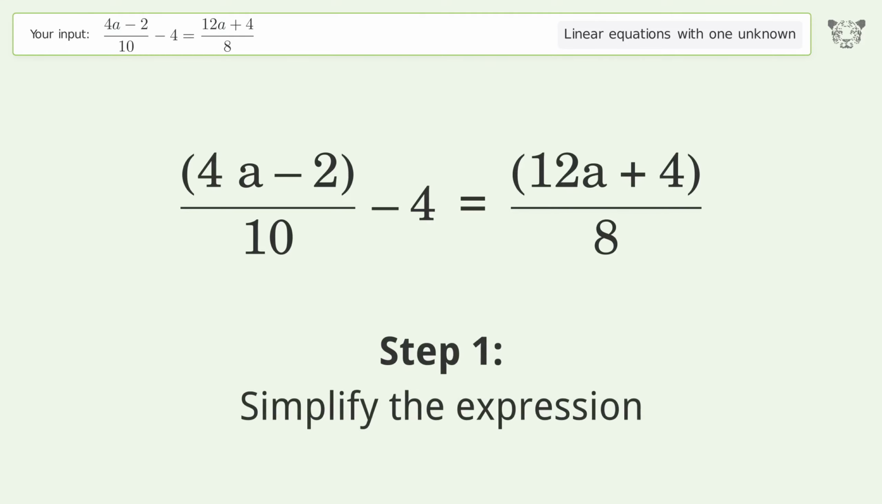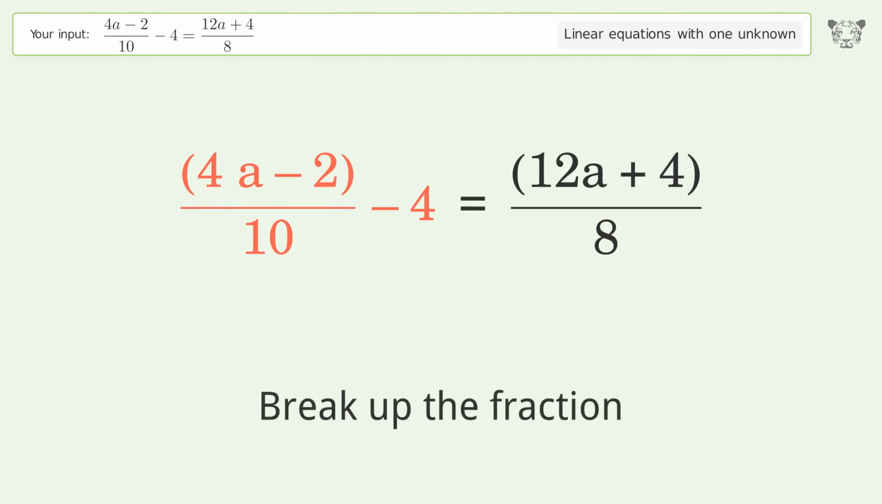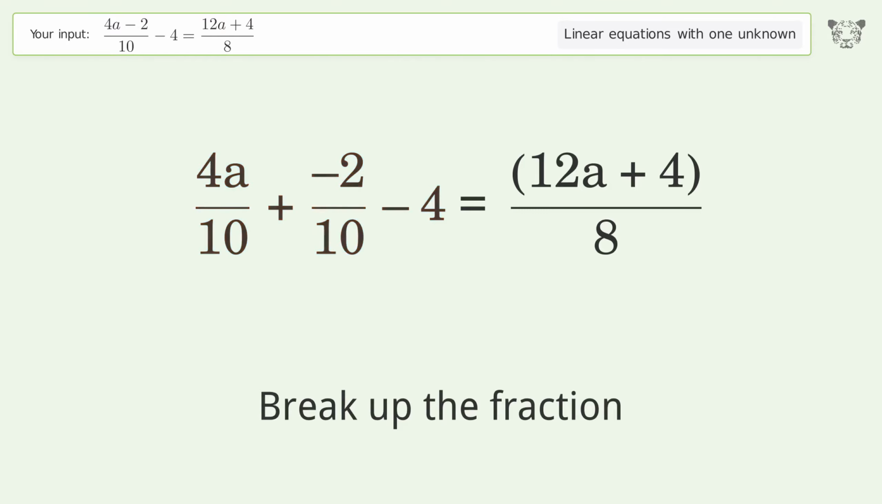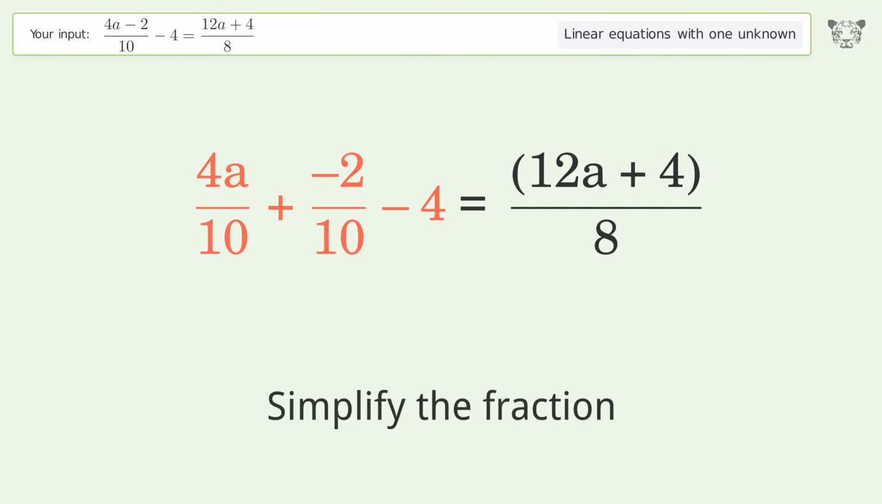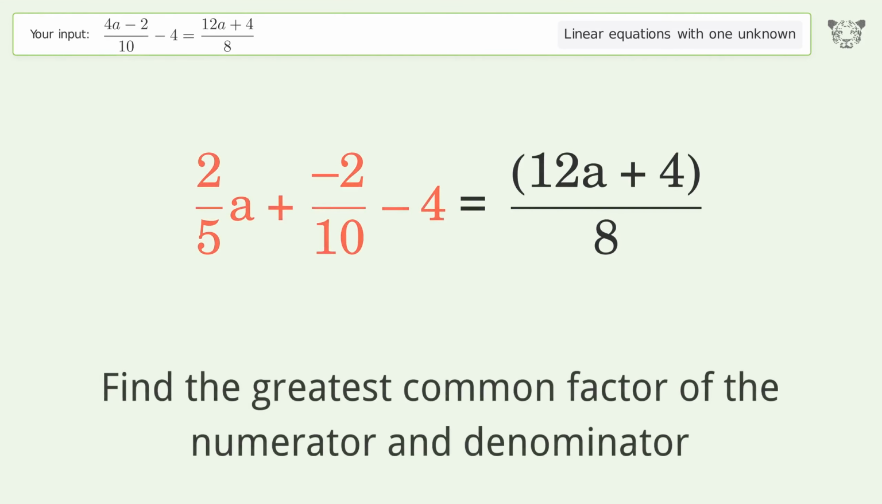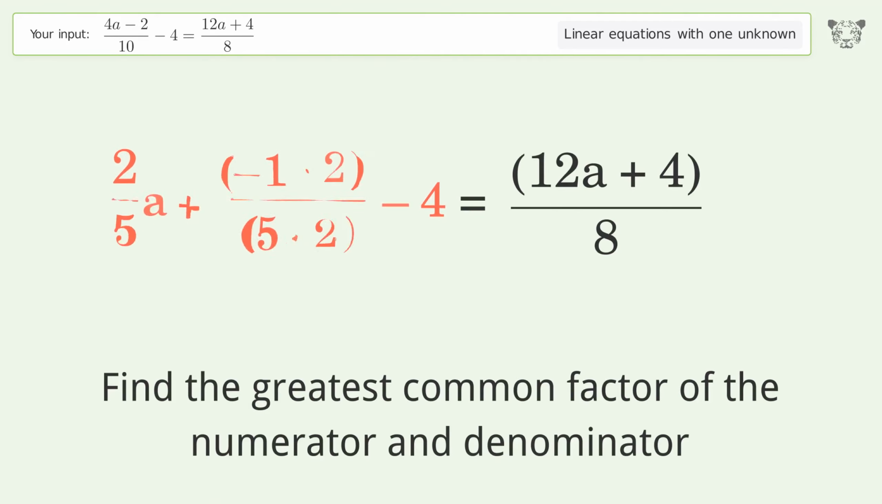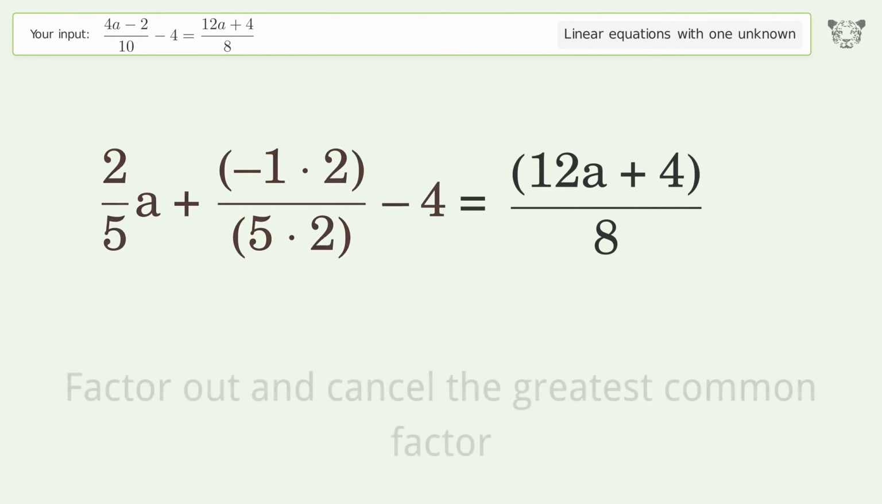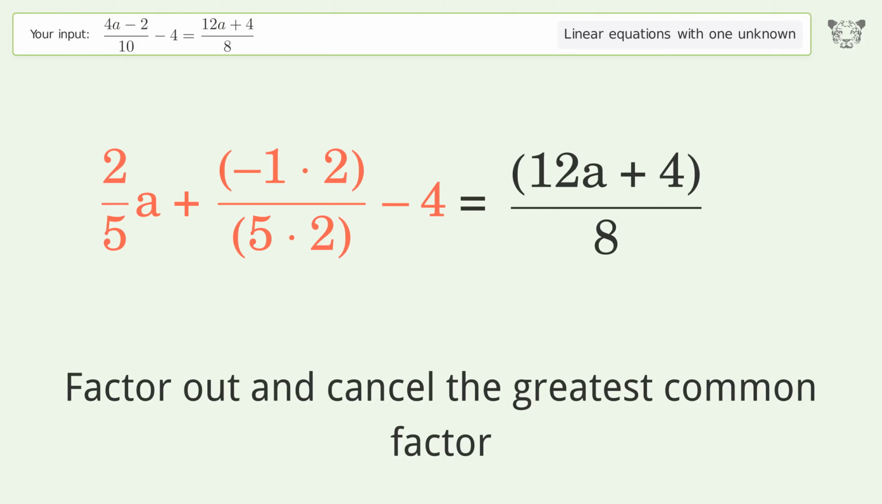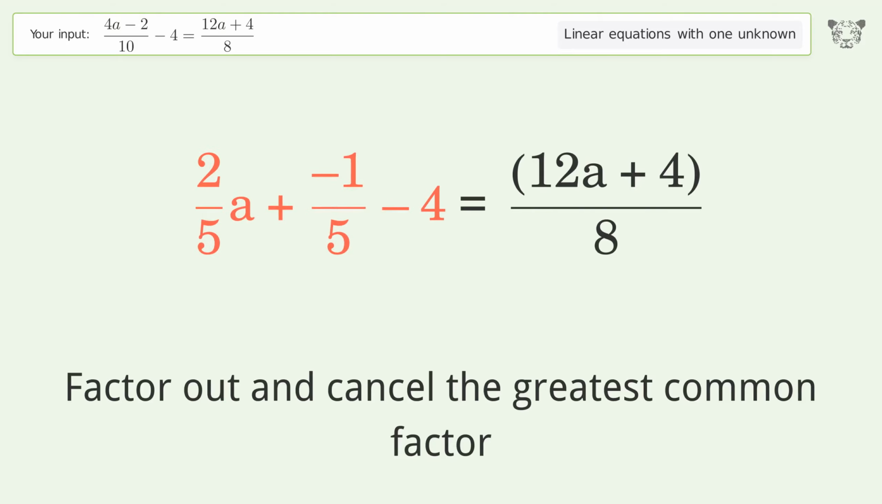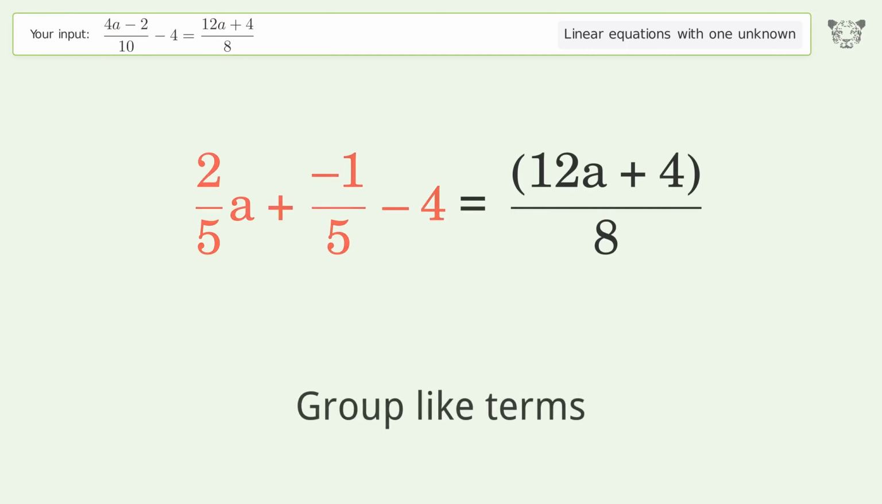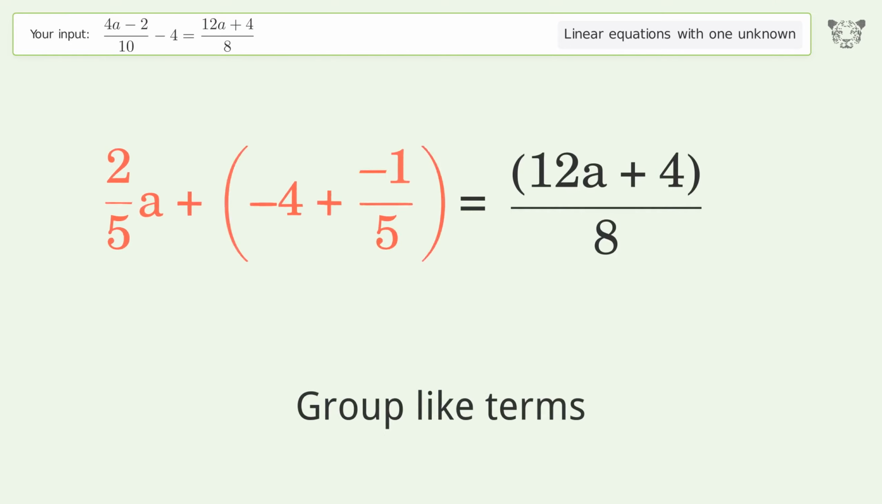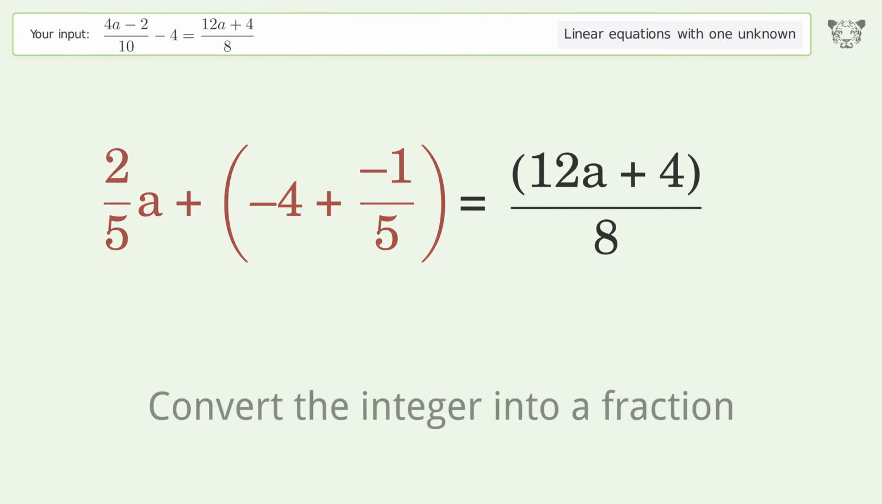Simplify the expression. Break up the fraction. Simplify the fraction. Find the greatest common factor of the numerator and denominator. Factor out and cancel the greatest common factor. Group like terms. Convert the integer into a fraction.